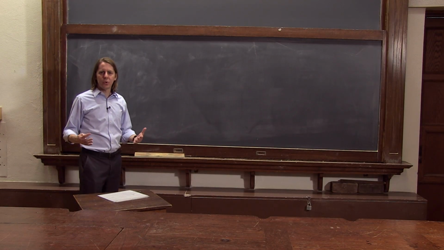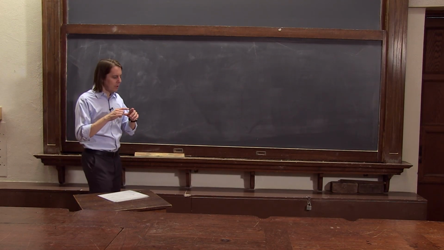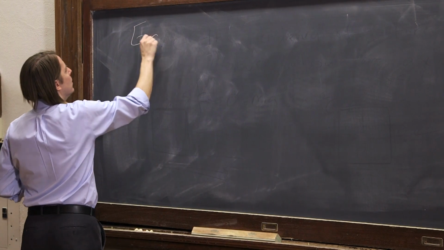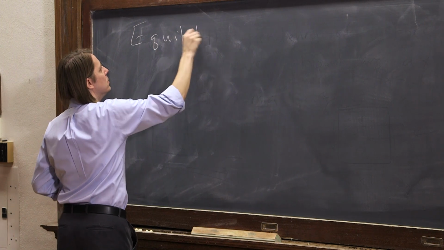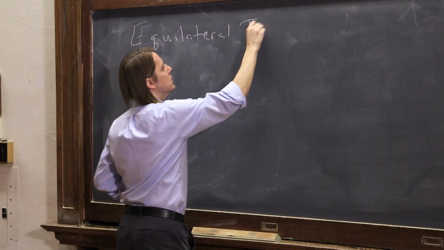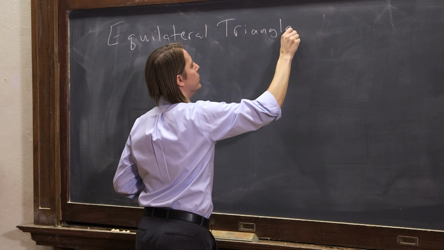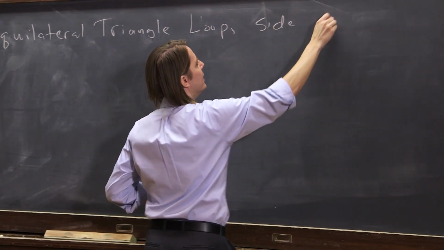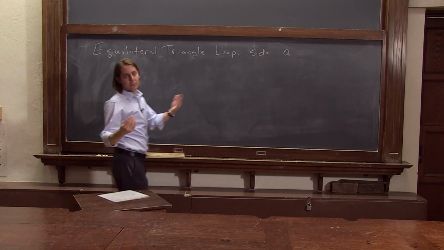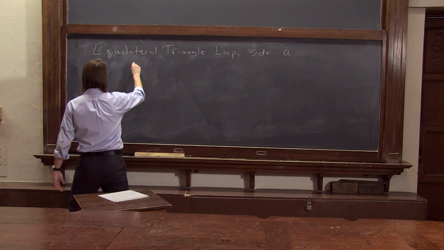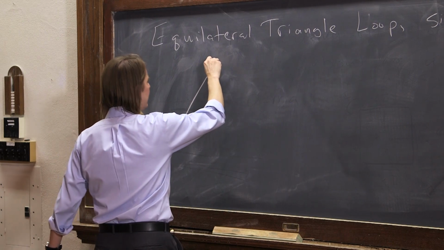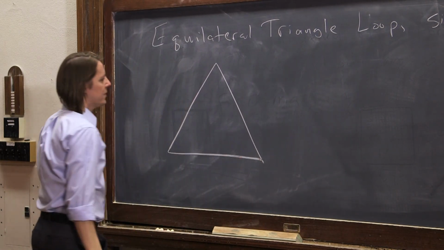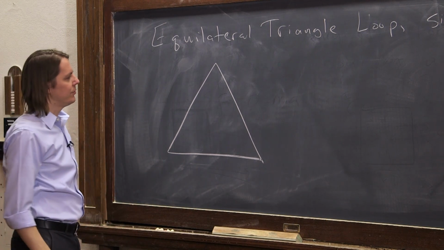We figured out the torque on a square loop of wire. Let's do, just for fun, an equilateral triangle loop with side A. Why not? So somehow, some equilateral triangle ended up sitting here like this. Side A, I won't write the A because there's a lot of stuff to draw.